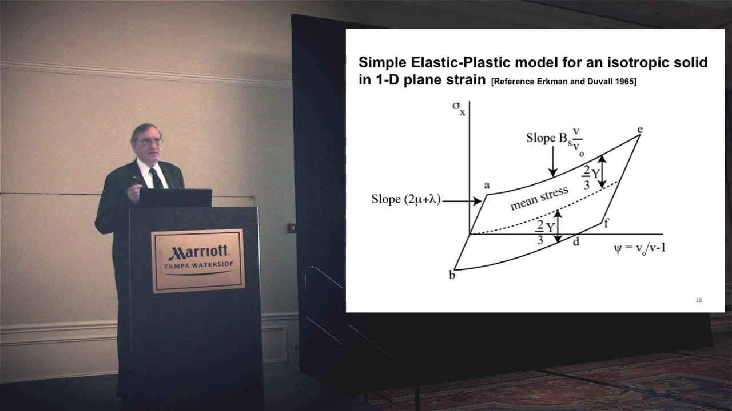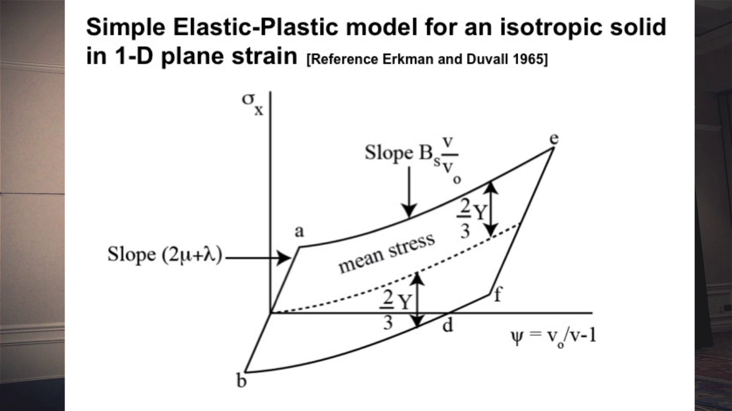But the model is for an elastic plastic material, and this is versus V naught over V minus 1. Duvall and Erkman use mu, but everyone will get that confused with the Poisson ratio, so I use psi. So essentially, when you shock an elastic plastic material, it goes up to the HEL, and then it plastically deforms and goes to the final state. Then, in this model, it goes 4/3 Y down, elastically released, and then it plastically releases back. And at D is zero pressure, and that's the free surface velocity.